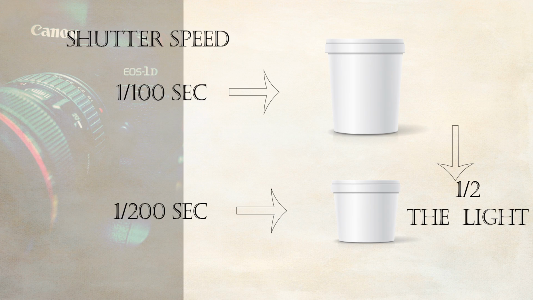The other thing I can control is shutter speed. If I go from a shutter speed of 1/100th of a second to 1/200th of a second, so I have doubled the speed, I halve the amount of light. So the amount of light that I get at 1/200th of a second compared to 1/100th of a second is half the amount. So you can control light by changing the ISO, you can control light by changing the aperture, and you can control light by changing the shutter speed.